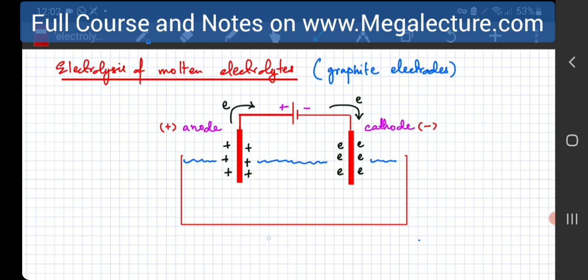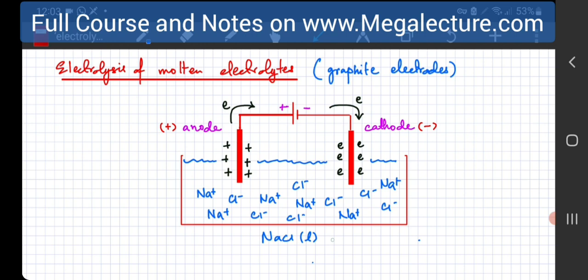So let's talk about a molten electrolyte that's got free moving ions, like NaCl, any ionic compound. NaCl is molten, so that's in liquid state. There's going to be a lot of sodium ions and Cl- ions floating around. So your electrolyte at the moment, at high temperatures, NaCl is molten, so lots of sodium ions and Cl- ions all freely moving around in this molten electrolyte.